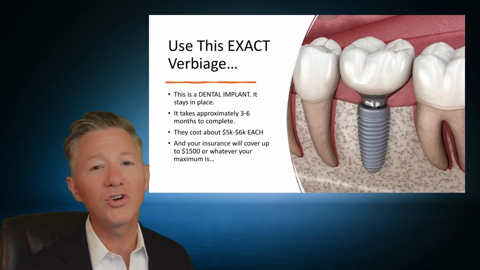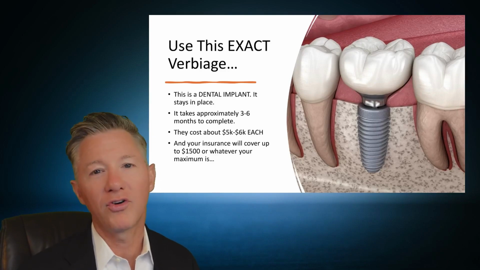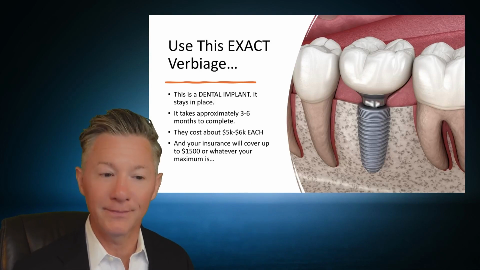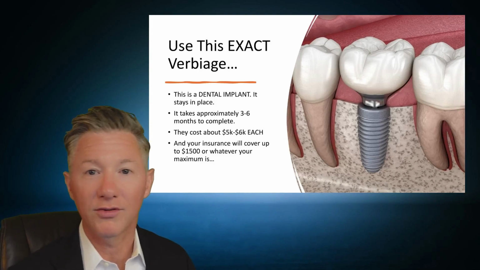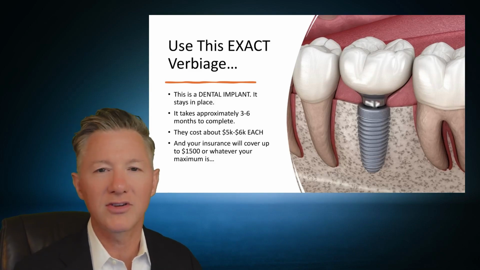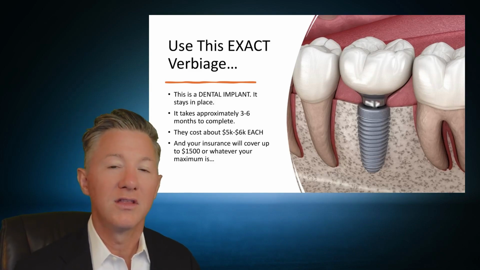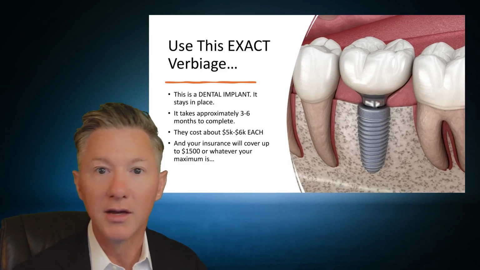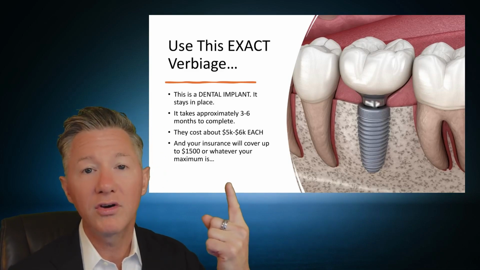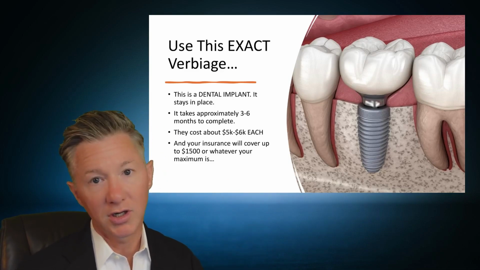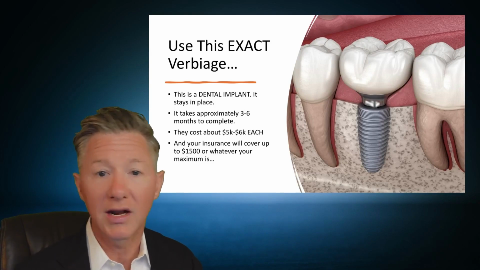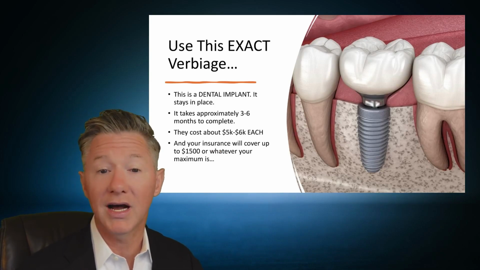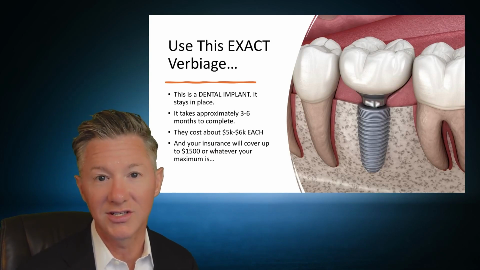So what you're going to have is either a model or a photograph of a dental implant. And you're going to say, this is a dental implant. It stays in place. It takes roughly 3 to 6 months to complete. And again, you can vary the time based off of the patient's scenario. These cost roughly $5,000 to $6,000, and your insurance will pay a little bit of it. Maybe $1,000, maybe $1,500, whatever your insurance maximum is, that's probably the most they're going to cover. So out of pocket, you're probably looking at about $4,000 to $5,000. And again, it's going to be 3 to 6 months. This is the most tooth-like option, and I don't have to do anything to the adjacent teeth.